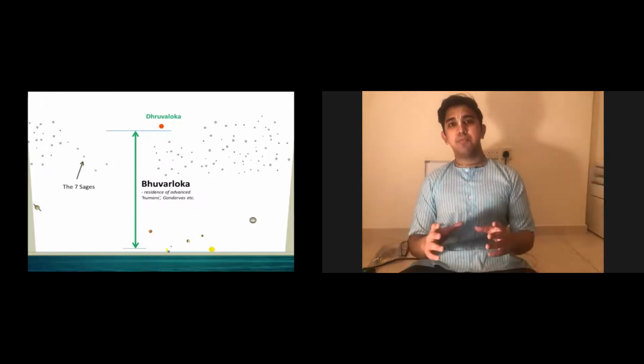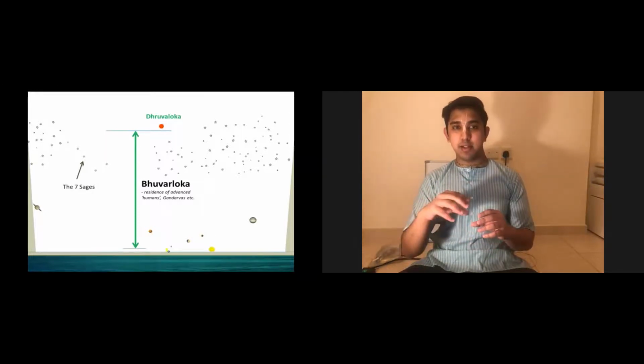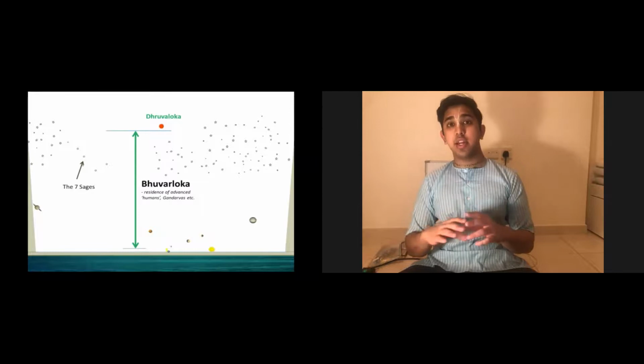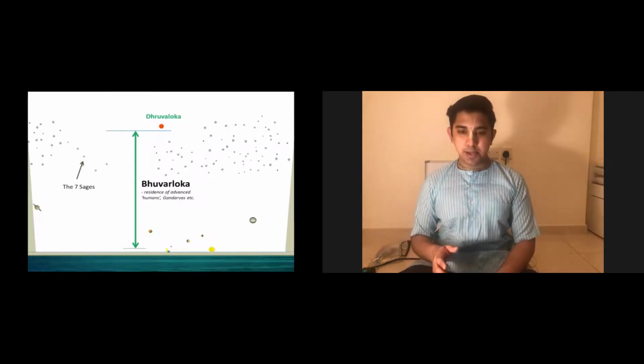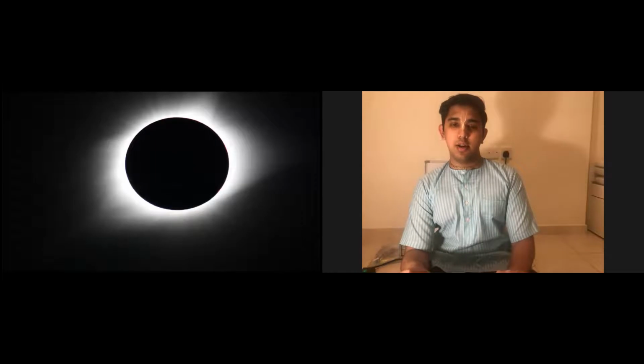The space between the Earth and the Sun is known as Antariksha, and within this space are all these other heavenly planets. We are introducing Rahu, as we discussed in the previous session. We all know the origin of Rahu. And below Rahu are the planets for Gandharvas, Vidyadharas, and Yakshas.